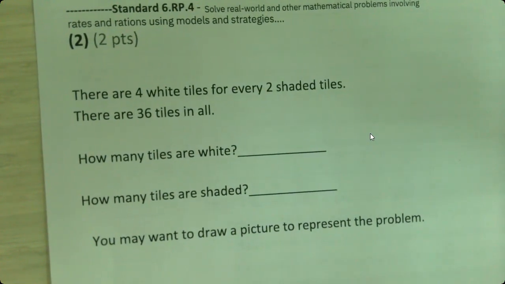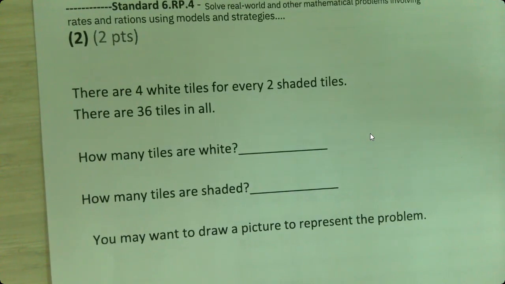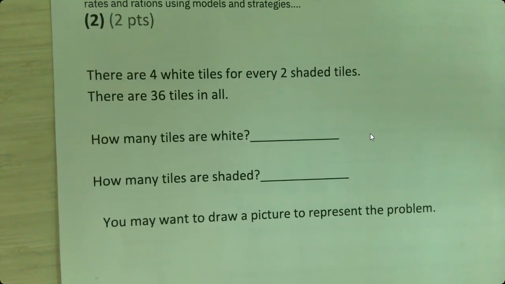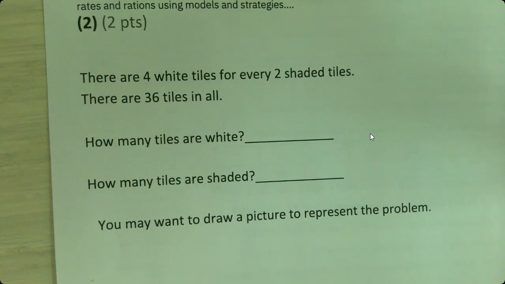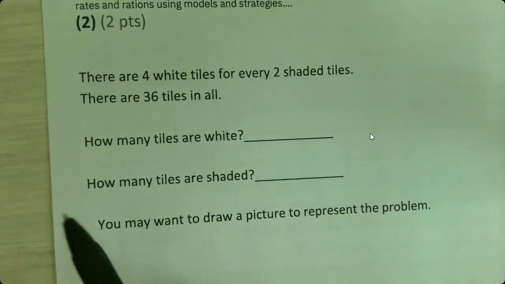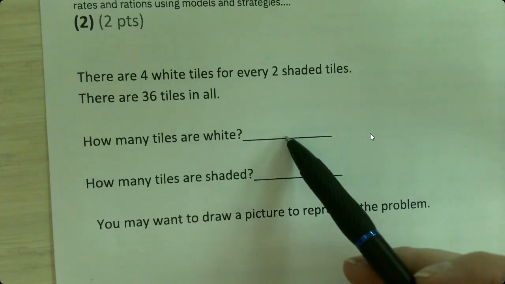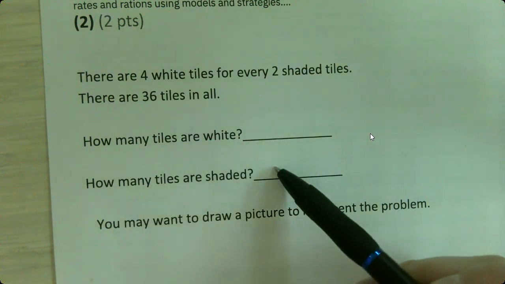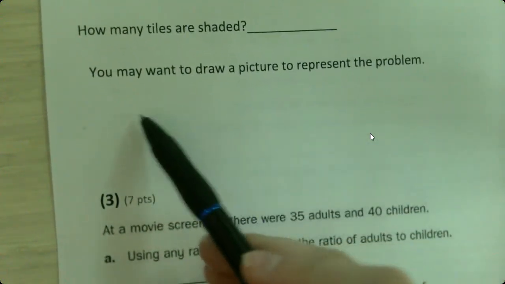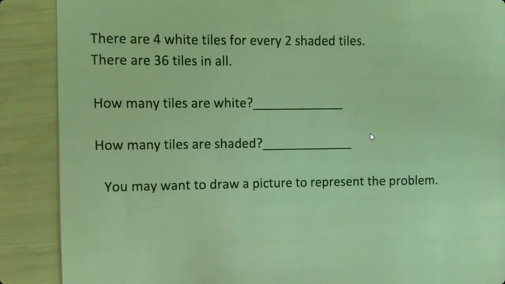Then number 2 is on the back. It says we have 4 tiles for every 2 shaded tiles. There are 36 tiles in all. You may want to draw a picture to help you solve this problem, because it's asking how many tiles are white and how many tiles are shaded. If you would like to draw a picture, you have some room down here where you can draw your picture. Okay, let's go ahead and take a minute and solve that one.